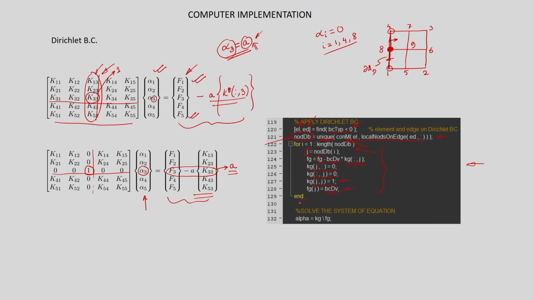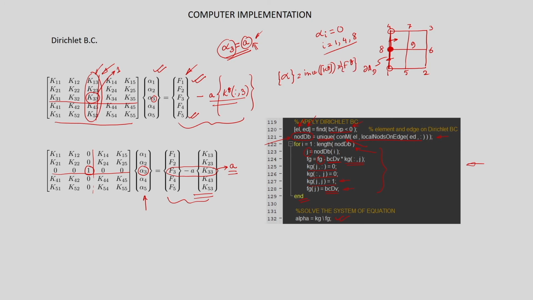So at the end of this we have ensured that alpha 1, alpha 4, alpha 8 would be 0. Once we ensure the Dirichlet boundary, what will we do now? Now we will solve the system of equations. What we have to do is just invert. So we will get alpha equal to inverse of kg times fg.